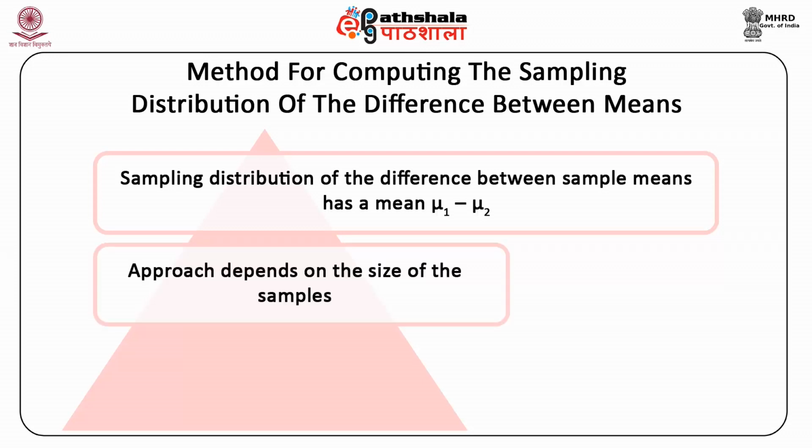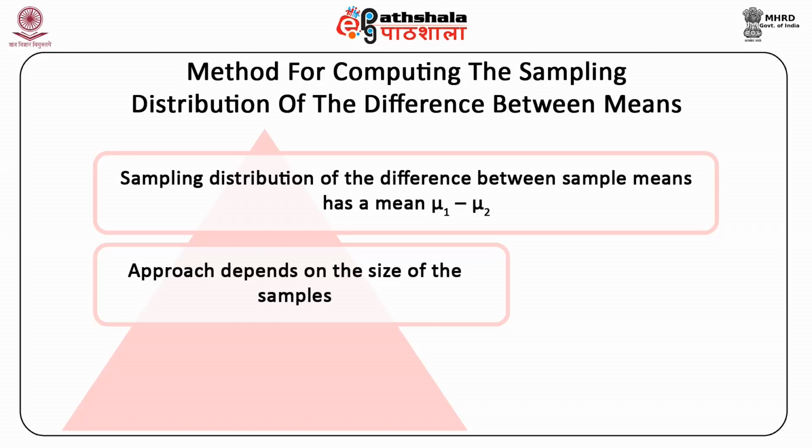The proper approach depends on the sizes of the samples n1 and n2. If both n1 and n2 are large, that is at least 30, the technique differs somewhat from that when either or both sample sizes are less than 30.